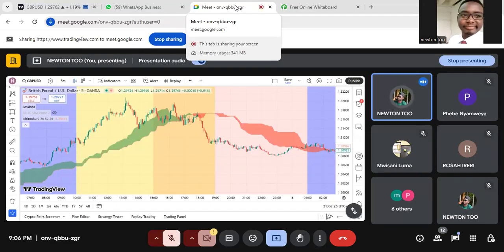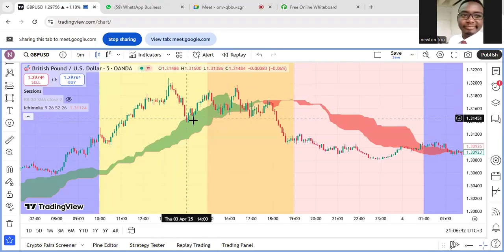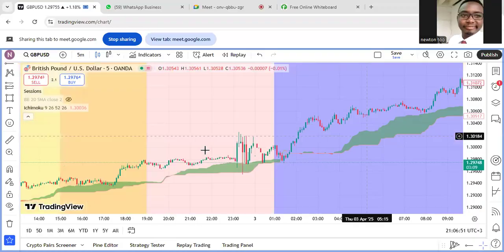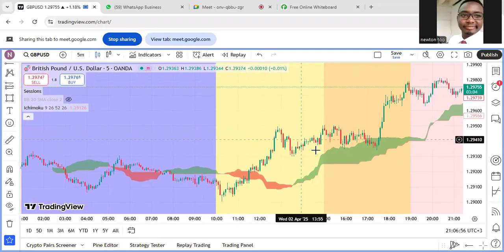Then for you to look for an entry using the cloud only, you can use something called a bounce to the cloud. So a bounce to the cloud means if the market breaks, goes above the cloud here, then comes down and bounces off the cloud, that also signals a buying entry. So you can trade it.